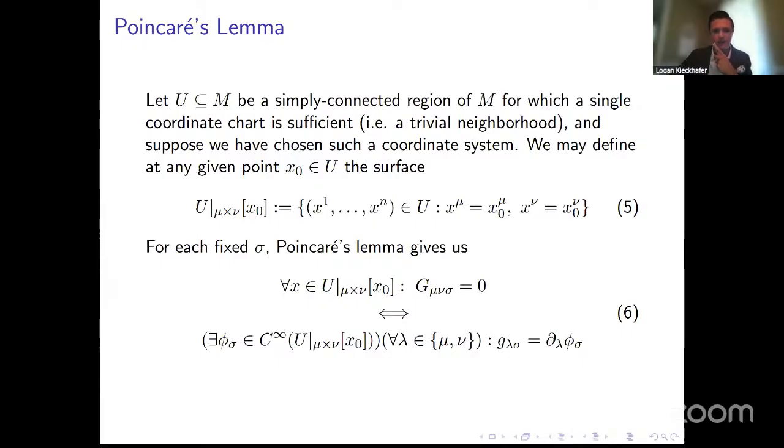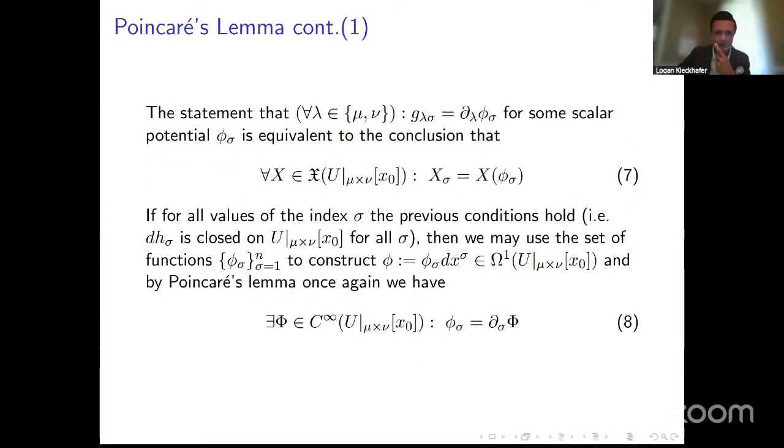Yeah. This is basically just making the application of Poincaré's lemma rigorous, but instead of considering the case of all components G mu nu sigma vanishing, this is asking what it means for a particular combination of G mu nu sigma indices to vanish. And it's not particularly important as far as the mathematics goes.